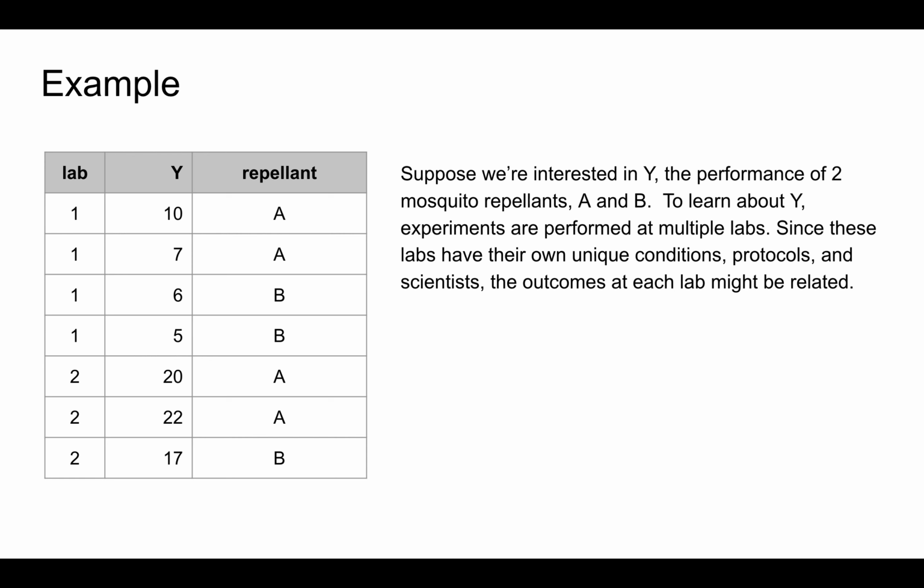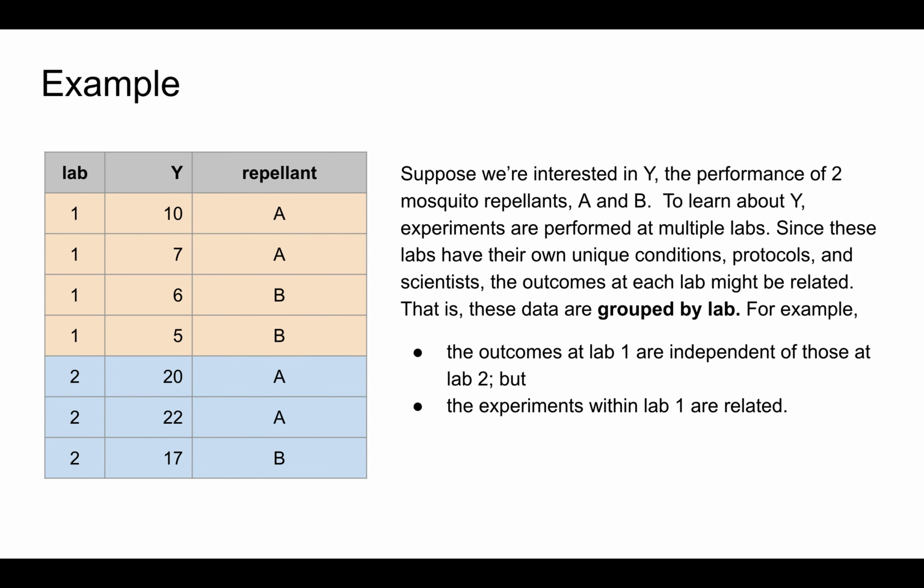Consider some examples. Suppose we're interested in Y, the performance of two different mosquito repellents, A and B. To learn about Y, experiments are performed at multiple labs. Since these labs have their own unique conditions, protocols, and scientists, the outcomes at each lab might be related. That is, these data are grouped by lab. For example, this means that the outcomes at Lab 1 are independent of those at Lab 2, but the experiments within Lab 1 are related.